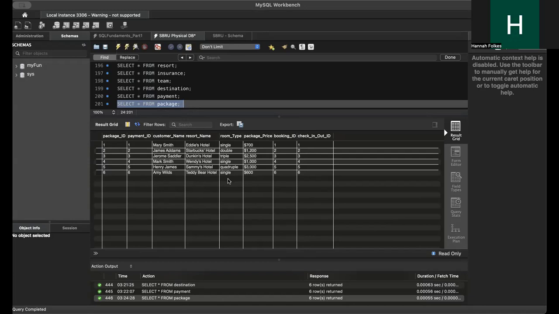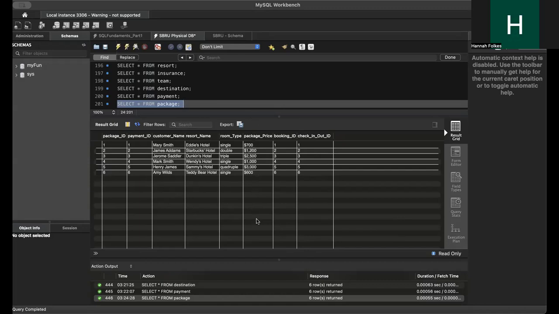Then the room type, which there's four room types. We have single, double, triple, or quadruple: single, one person; double, two people; triple, three people; quadruple, four people. And note that single is always going to be the most expensive room option to stay in, just so you know.